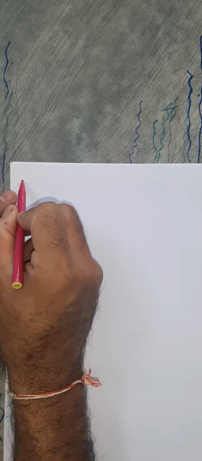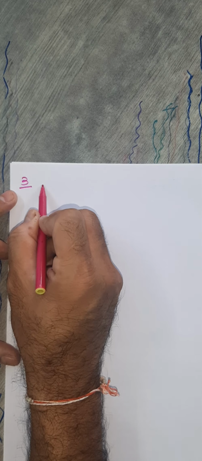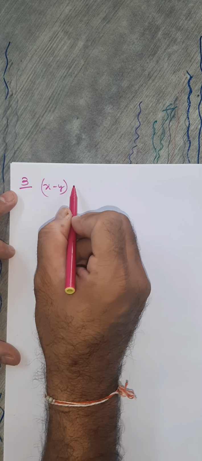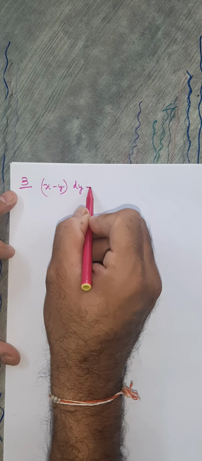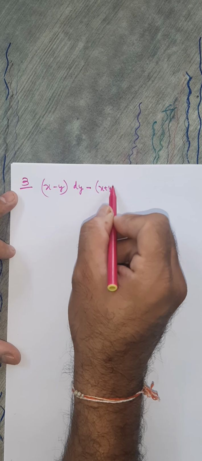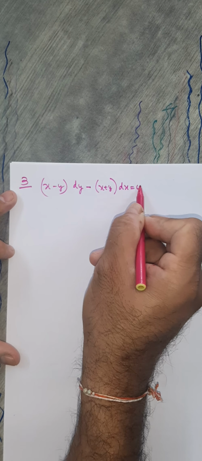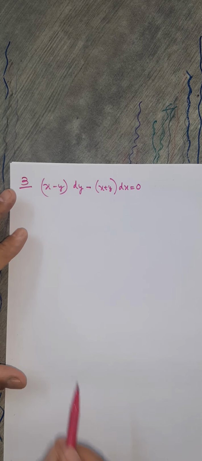Let's go to question number 3. Third question. Question number 3: (x minus y) dy minus (x plus y) dx equals 0. By just writing the equation, you must realize that this is a homogeneous differential equation.